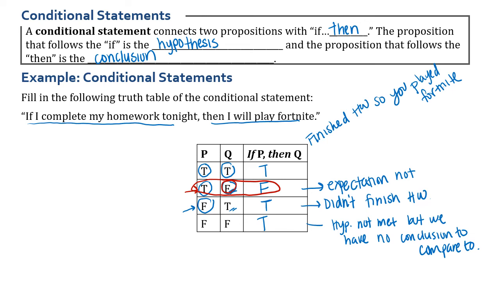Another situation would be: if you pass the driver's test, then you'll be able to get your license. In Oregon we have both a written and a driving test. So if you passed your driver's test, you would assume you would get your license. If you passed your driver's test and you don't get your license, then the statement, if you pass your driver's test, you get your license, would be a false statement.